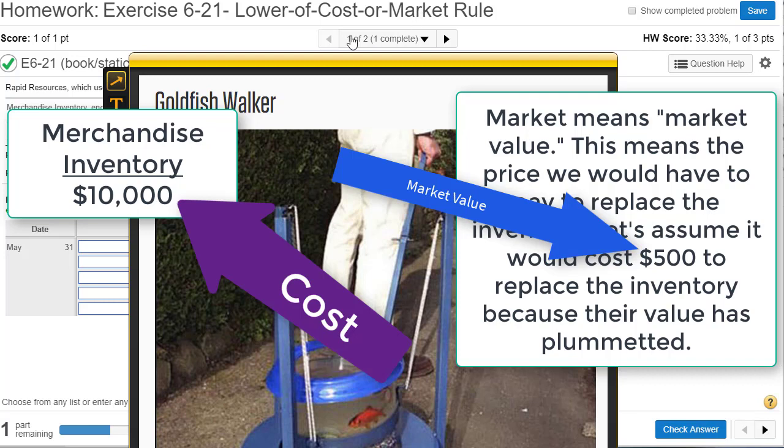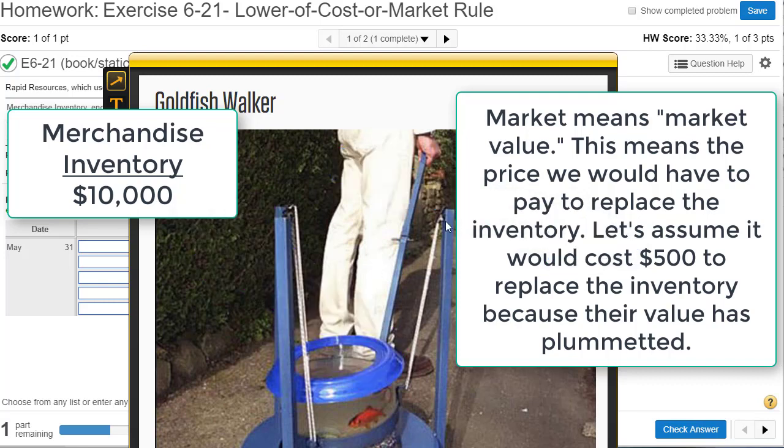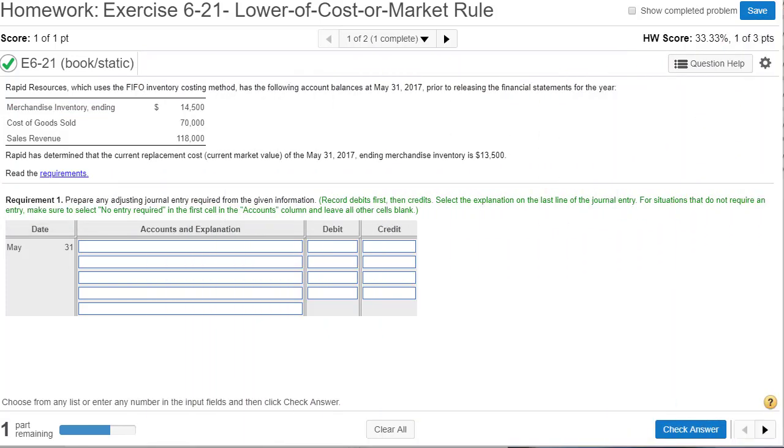Accountants need to be conservative. That's why it's the lower of these two. So we have to lower our inventory value from $10,000 to $500. And this would be an adjustment, an adjusting entry. The other account that would be affected would be cost of goods sold, because this is part of the cost of doing business when you have to lower your value of your inventory. Some people call this writing down your inventory to the lower of the cost of the inventory or the market value.